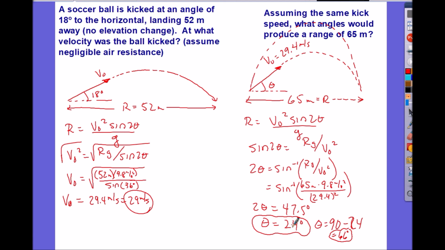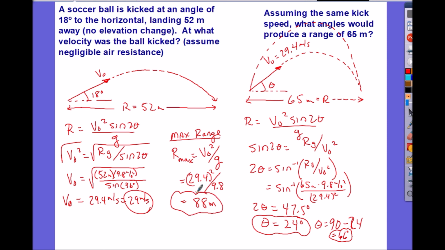What if we wanted to determine the maximum range of that ball? We could certainly do that right here. So what is the max range? And when you go through that math, you would get it to be about 88 meters. There we go. The level range formula, very useful at times.